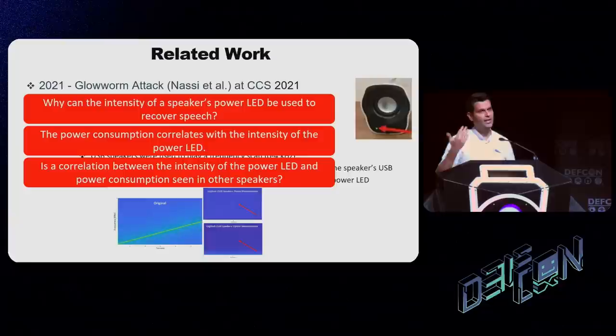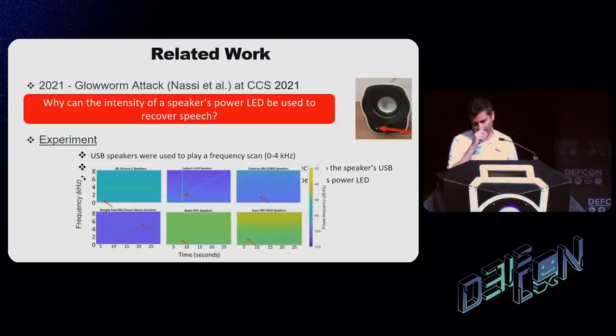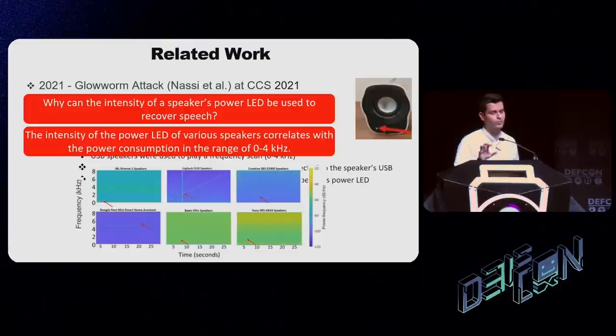So then again, we conducted a few additional experiments. We actually repeated the exact same experiment but with different models of speakers. Among them there are Sony speakers, Google's Assistant, there is also JBL and Creative. You can see that we took the best one among them, okay? You can see that the correlation appears in each and every one of them. This is, by the way, spectrograms that were obtained from the optical measurements. And as you can see, the intensity of the power LED of various speakers correlates with the power consumption in the range of 0 to 4 kilohertz. This is what we consider a universal phenomenon.